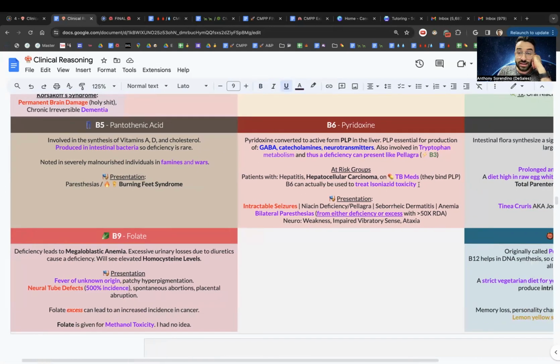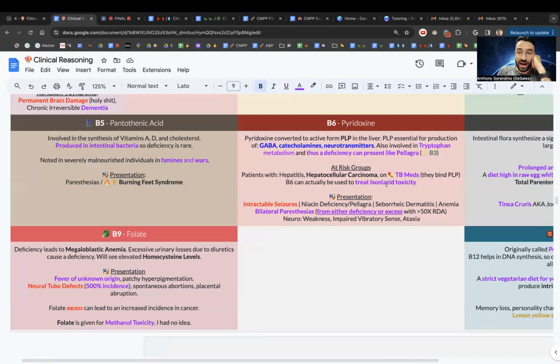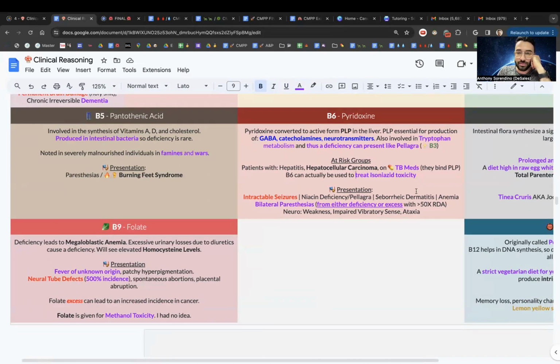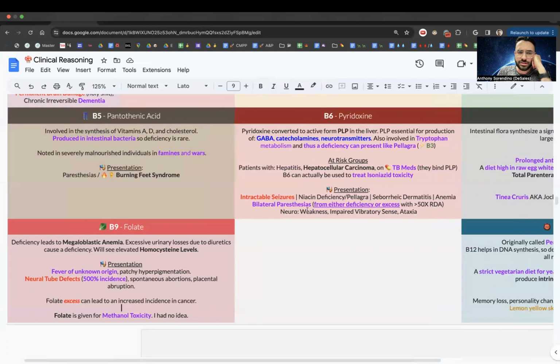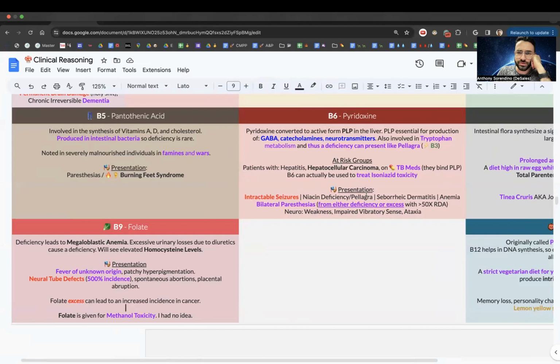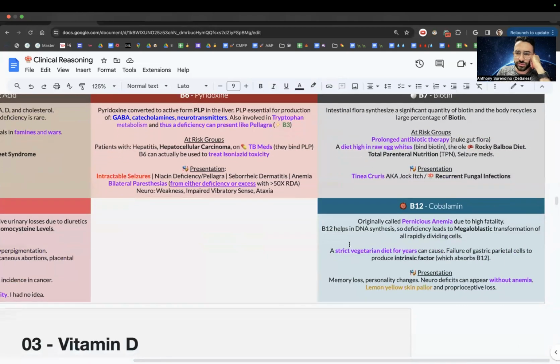And then isoniazid, along with iron, is the I of MUDPILES. Methanol would be the M. So I is going to be anion gap. It's not going to be osmolar gap because that's methanol. And is it just ethanol? No, it's ethyl something. So that's pretty interesting that these are both treatments for metabolic anion gap acidosis. It's really fascinating. All right, so B12, originally called pernicious anemia, due to high fatality.